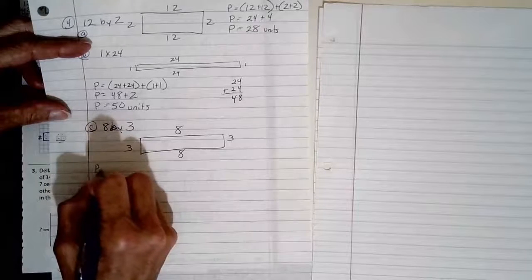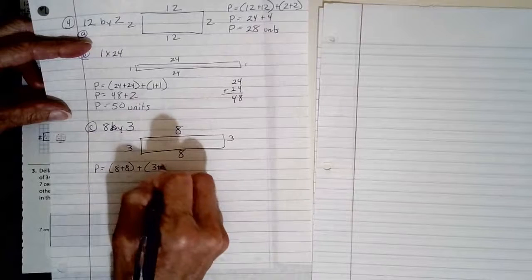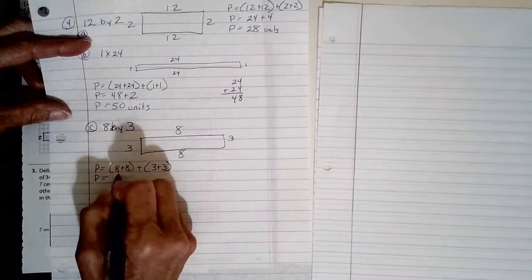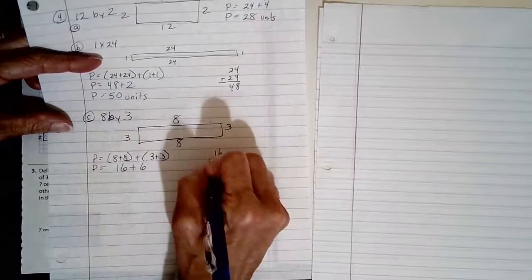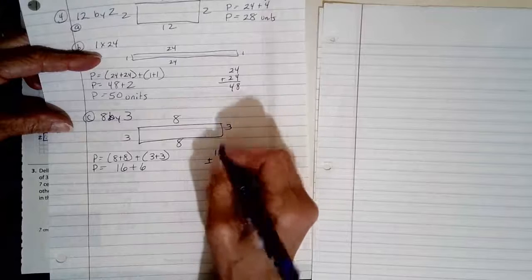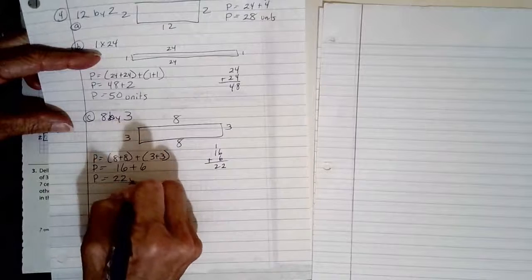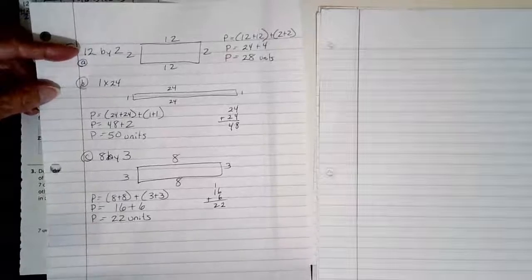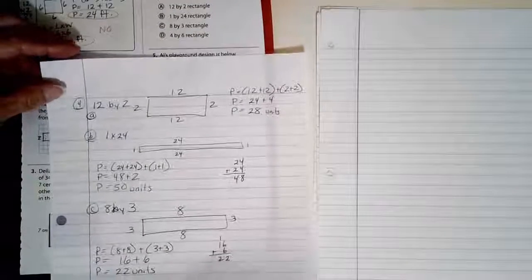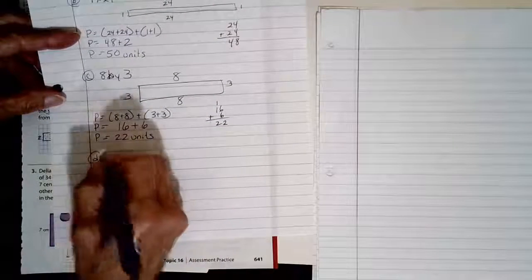So my perimeter equals 8 plus 8 plus 3 plus 3. So my perimeter equals 8 plus 8 is 16 plus 3 plus 3 is 6. 16 plus 6. 6 plus 6 is 12. And so my perimeter equals 22 units. All right, so we're looking for the one that has the smallest perimeter. Let's see what our last one is. It's 4 by 6. Letter D, 4 by 6.